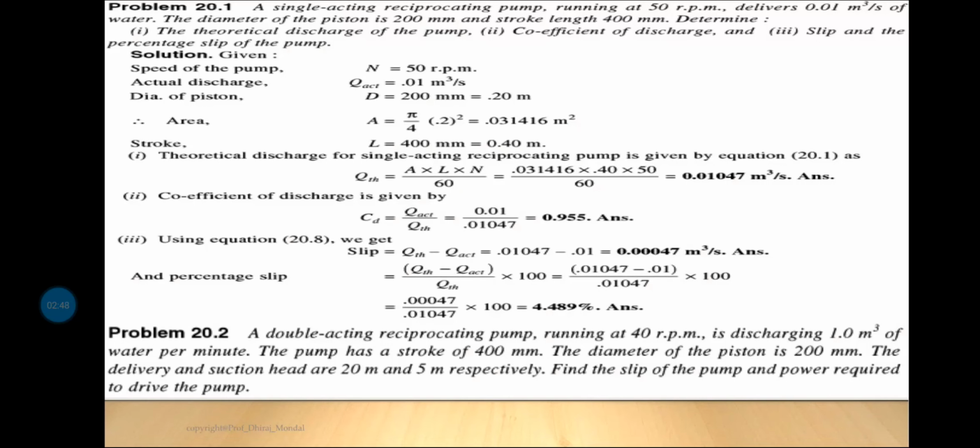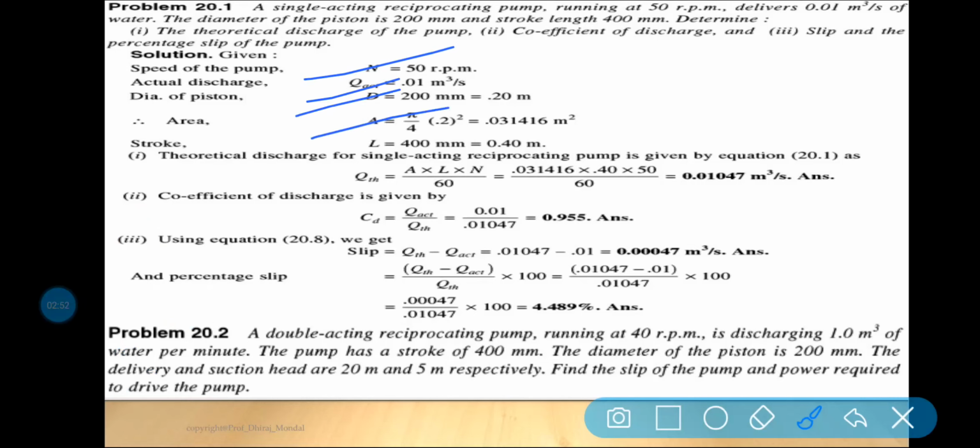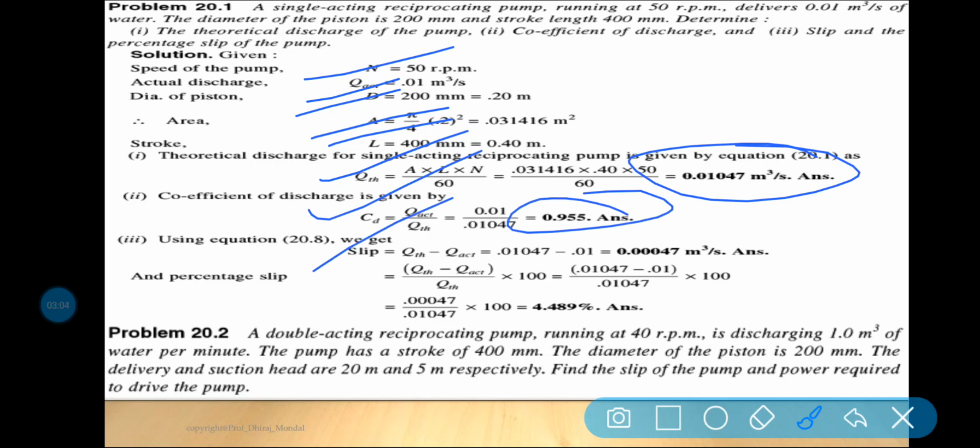Now come to the solution. N is given, Q actual given, D given, A given, L given. So you have to find out theoretical. So LAN by 60 is your theoretical discharge. Now CD is equal to Q actual by Q theoretical, 0.95, and slip is equal to theoretical minus actual. So this is your slip, and slip percentage is 4.4%.